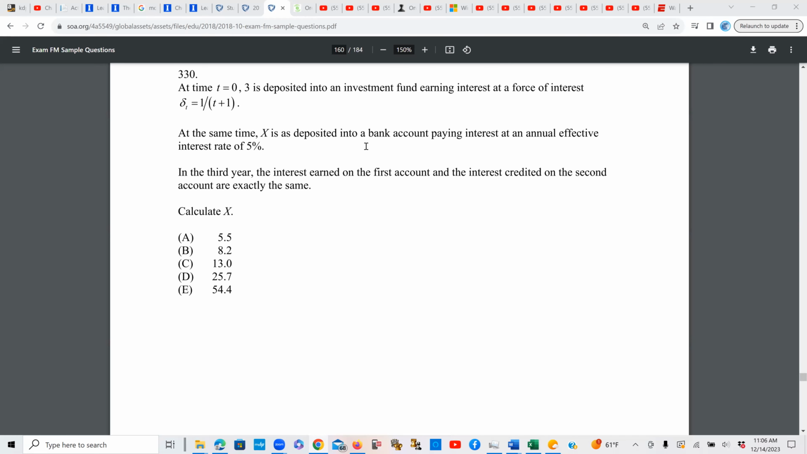At time 0, 3 is deposited into an investment fund, earning force of interest. At the same time, X is deposited into a bank account, paying annual effective 5%. In the third year, interest earned on the first account and interest earned on the second account are exactly the same. Calculate X. So we are talking about the interest earned in the third year.